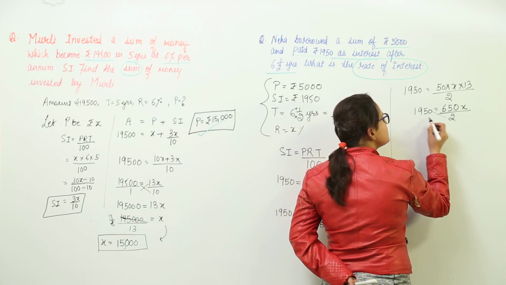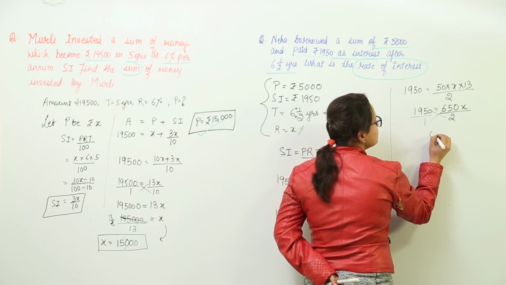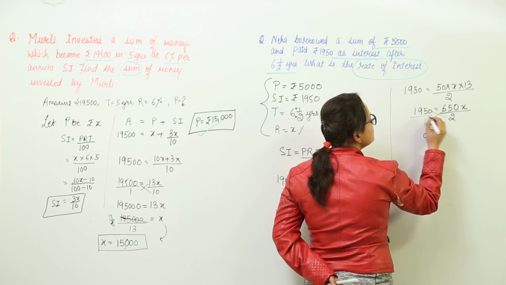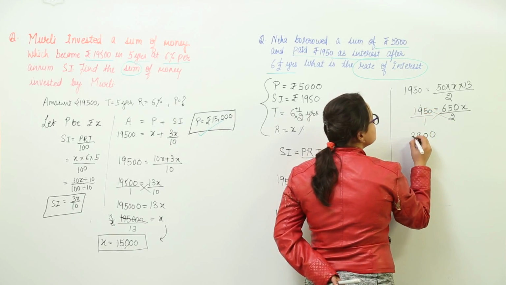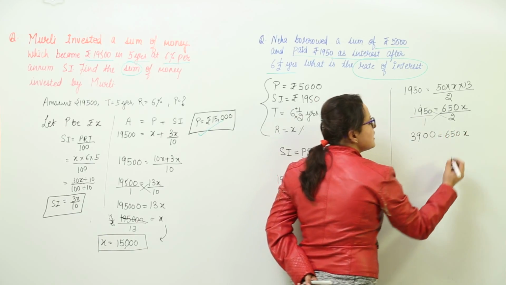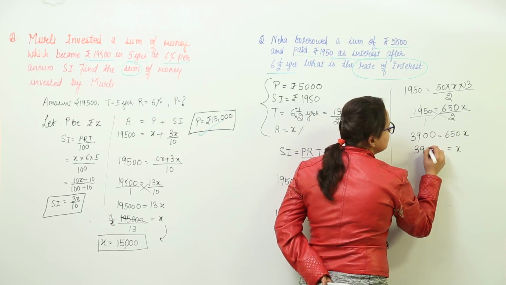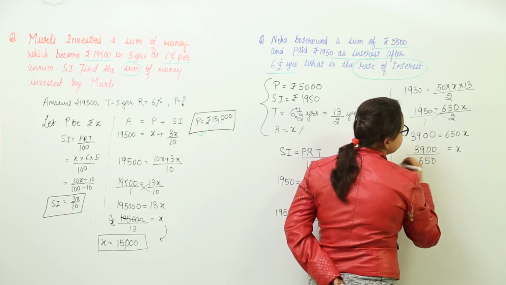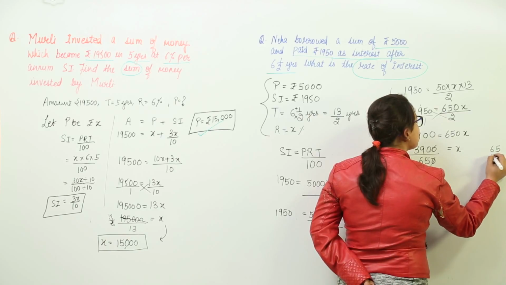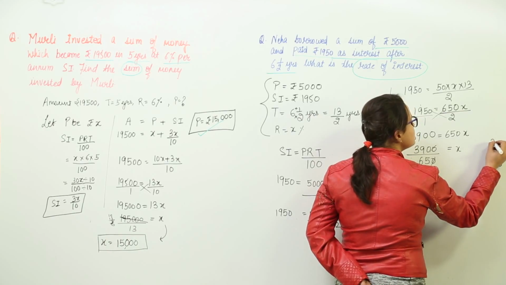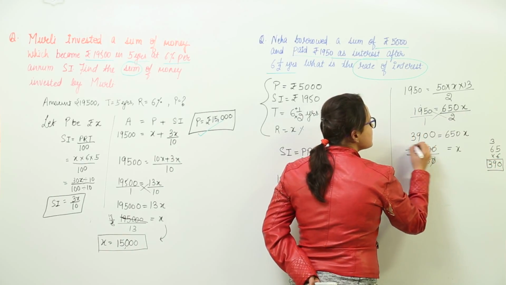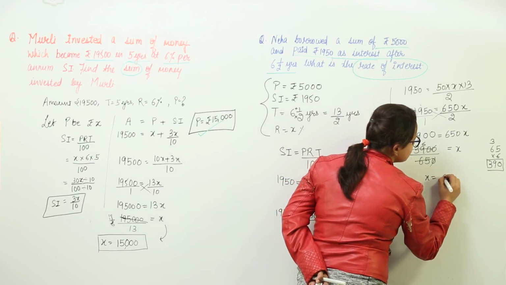We can continue solving this by taking the cross multiplication. We get 2 into 1,950, which gives you 3,900, equal to 650 into X. Now X would come out to be equal to 3,900 over 650. We can cut it and we can try and solve it. I know that let's try 65 6 times. 6 5s are 30 and 3, 6 6s are 36 and 3, 390. So we know 65 6 times is 390. That means the value of X comes out to be 6.